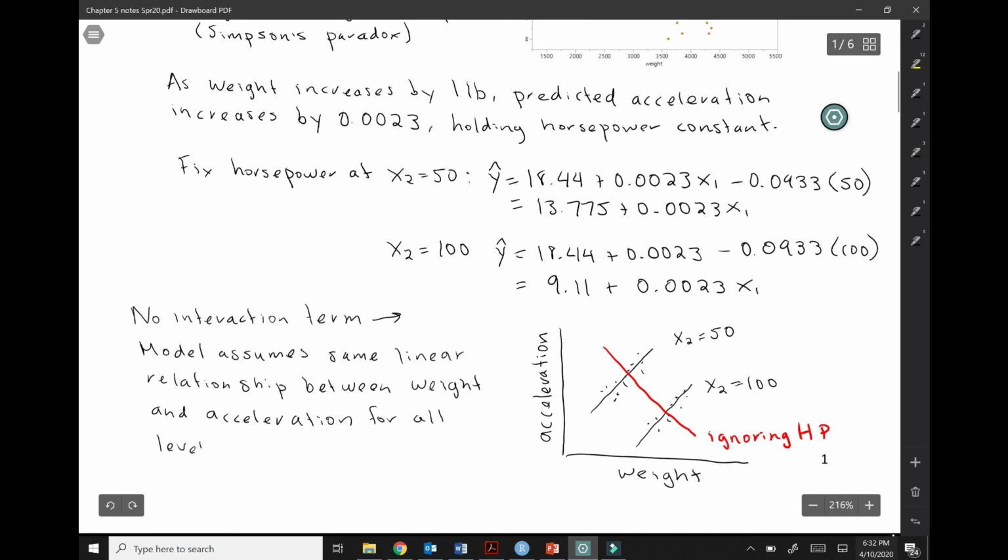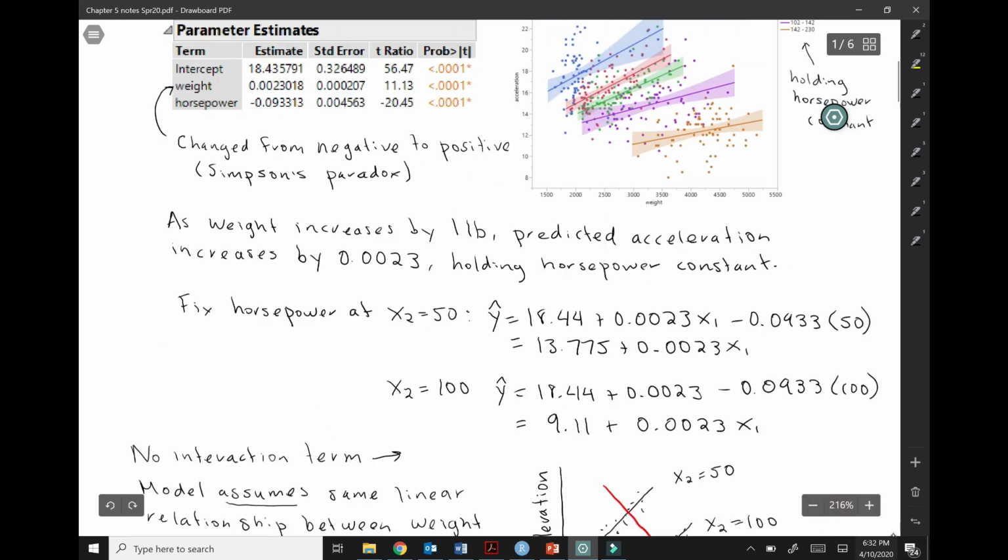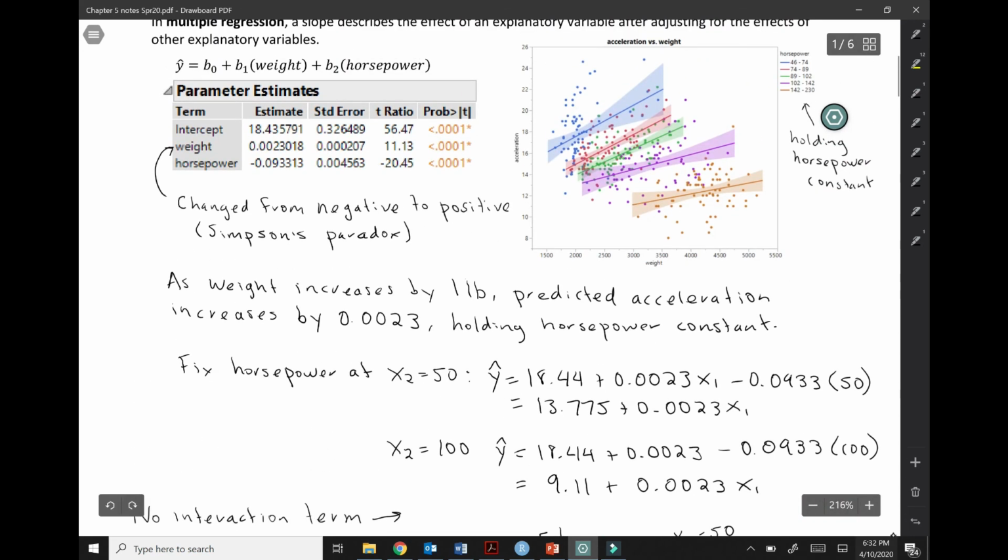So this model assumes we have the same linear relationship between weight and acceleration for all levels of horsepower. So in other words, whatever we plug in for horsepower, we're going to get that same slope. So the key word here is that this model assumes that, right? It's not based on the data, it's based on the way we've defined our model. And actually, if we look at the graph, this may not be a perfect assumption, right? It seems like maybe the slope is changing a little bit, that these high horsepower cars have a little bit flatter slope than the low horsepower cars do. So that's an assumption that we're making.